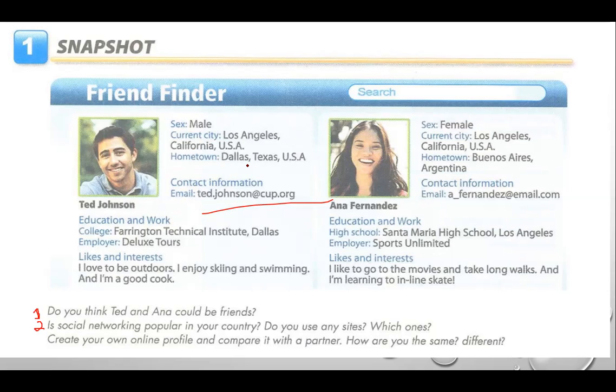Like, for example, in my case, everyone, I live in Mexicanos, but my hometown is Berlin, and not Berlin, Germany, Berlin, Usulután, okay? Okay. Is that clear?